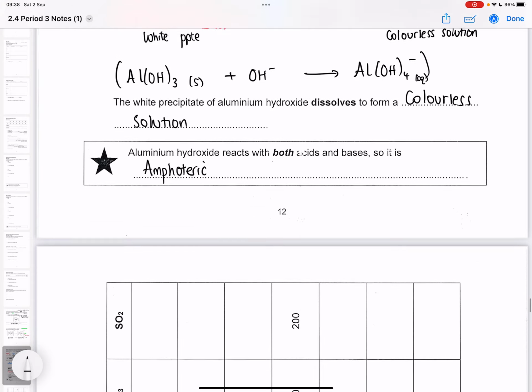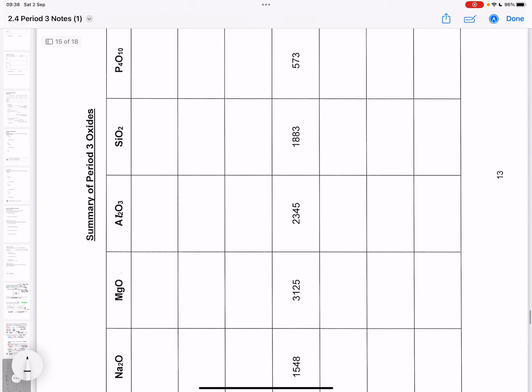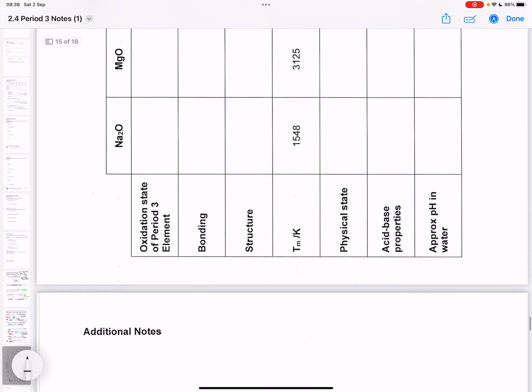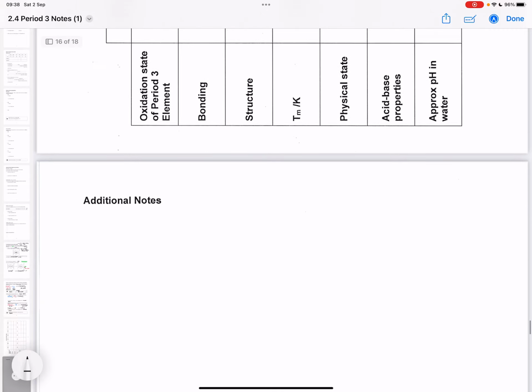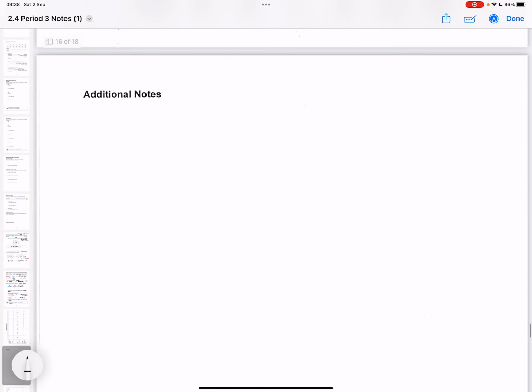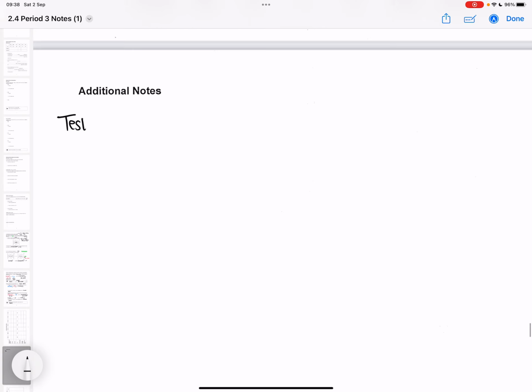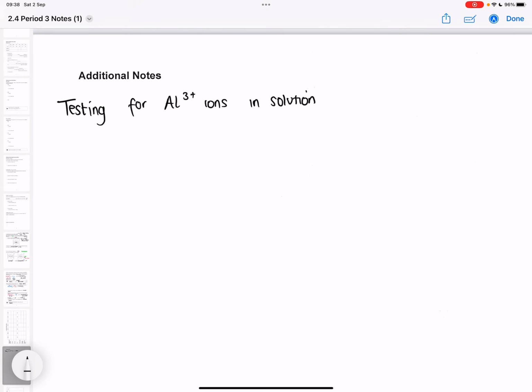What we're going to do now is I'm going to leave the summary page. That's something that you can fill in and check on Moodle, but we're going to just skip to the additional notes page, and we're just going to write a little note to ourselves for the test, and this is part of one of the required practicals later in the course, but it's good to have it here, testing for aluminium 3+ ions in solution. So this is not how you test for aluminium. Aluminium is a metal. You don't test for aluminium this way. This is how you test for aluminium 3+ ions in solution.